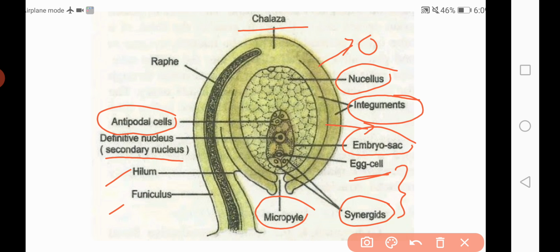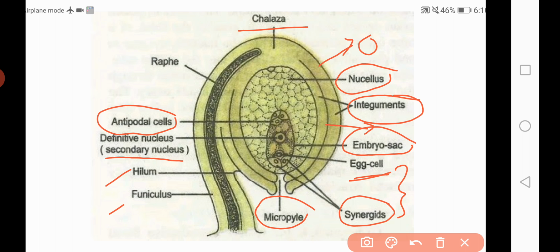The protective layer present in the ovule is called the integuments, and the integuments are divided into 2 types, outer integument and inner integument. The tip portion of the ovule is called the micropyle, which is in the form of an opening. Just opposite to the micropyle, there is a basal portion which is called the chalaza.